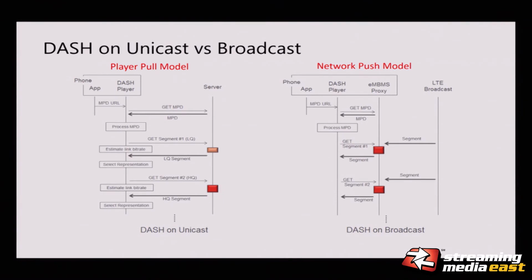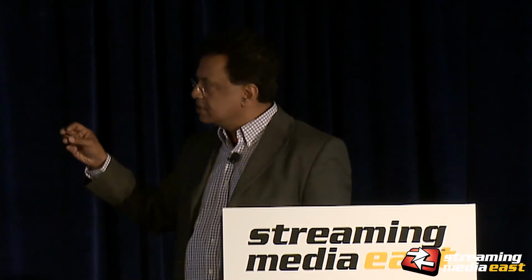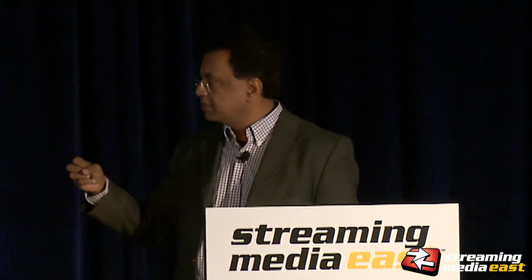It starts off, of course, with a phone app coming up, and then there is a Dash player, which requests MPDs from an eMBMS proxy. This is also sitting on the device, which is locally feeding this Dash player. But then the LTE broadcast is actually pushing these segments out to these proxies, which are then able to feed the player. So it is a little different model, but it works for the LTE situation.